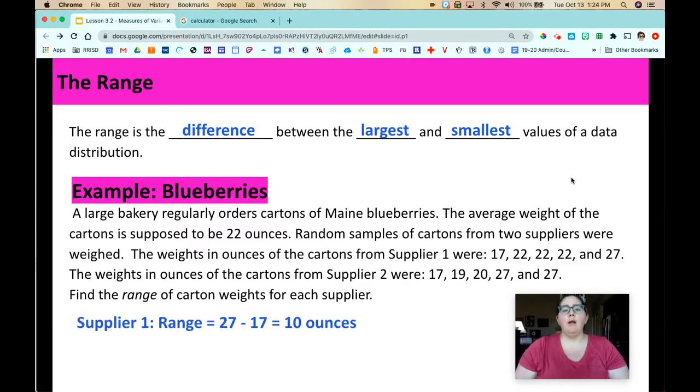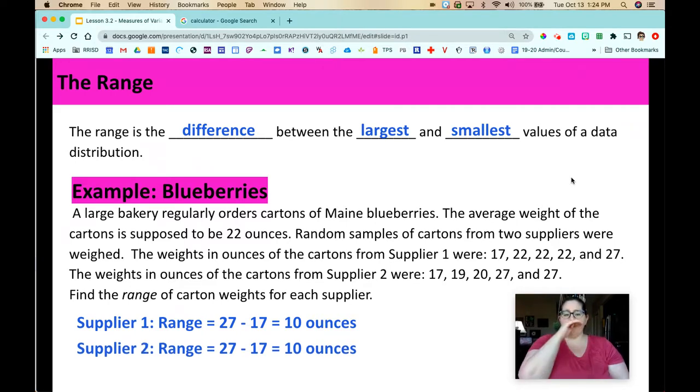So for supplier 1, the range would be the highest number, which is 27, minus the lowest number, which is 17, and that comes out to 10 ounces. For supplier 2, the range would be the highest number, still 27 for this data, minus 17, the lowest number, which gives me 10 ounces. So they both have a range of 10 ounces.